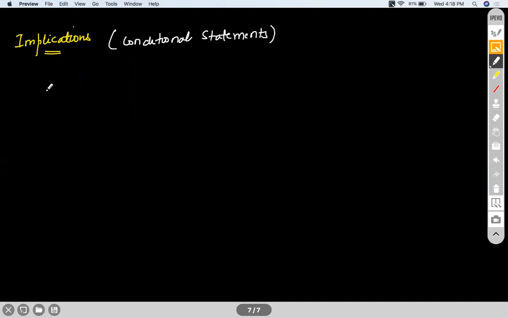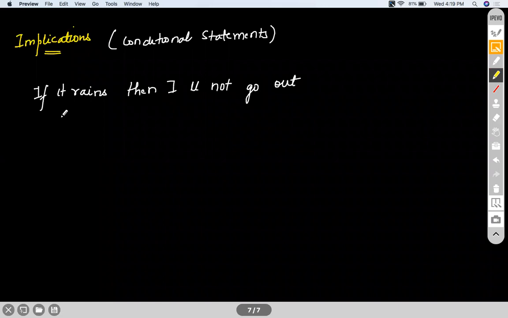Okay. So let me give you a typical example of implication. If it rains, then I will not go out. As you can see, this is made up of two component statements. One is it rains, and second, I will not go out. So you can say this is one statement P, and this is another statement, Q.